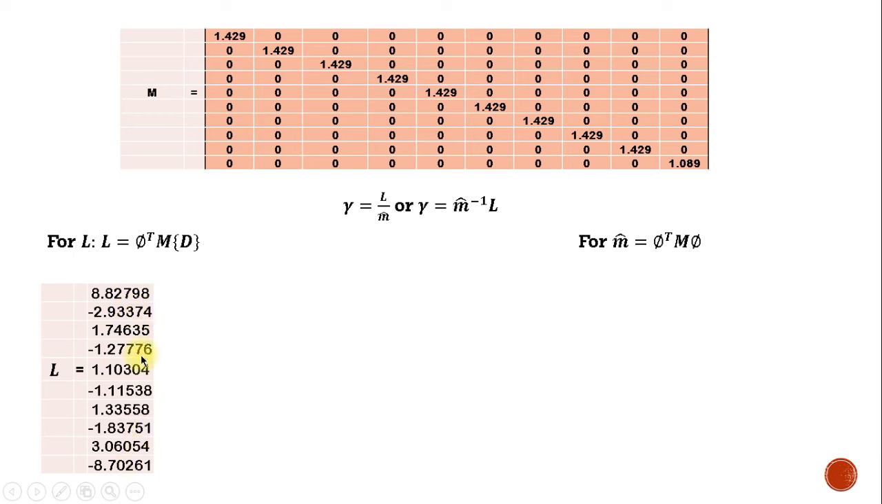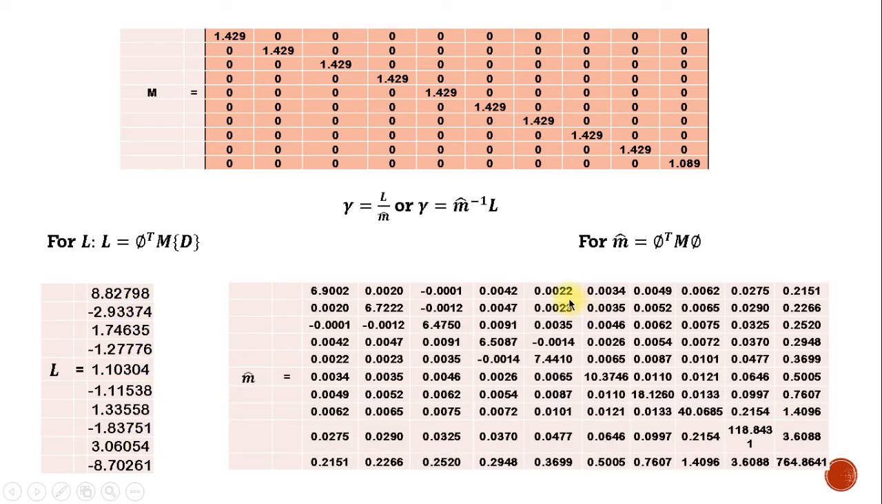Ito na yung ating coefficient vector. And for the generalized mass matrix, since ito ay 10 by 10, yung ating transpose, 10 by 10 matrix din yung ating mass matrix, and also yung ating mode shape matrix ay 10 by 10 din, so 10 by 10 din ang ating magiging result. So this is the generalized mass matrix. So by getting this coefficient vector and the generalized mass matrix, kukuha na natin itong gamma. That is the modal participation factor.